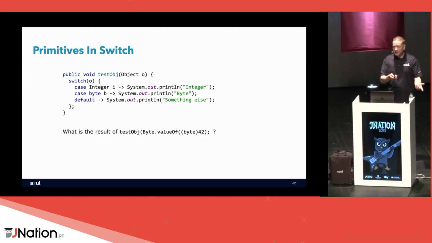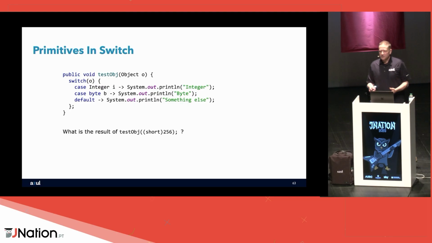What about if we have Byte.valueOf of byte 42? Who thinks integer? Who thinks byte? Good. Who thinks something else? A few people. Well, the answer is byte, because of course, what's happening now is unboxing. We're passing in a Byte object as a reference. The compiler then goes, okay, well, I need to test against an Integer, not an Integer because it's a Byte. Test against a byte, well, I can unbox the Byte wrapper class and get the value as a byte, match against that, and I get a byte.